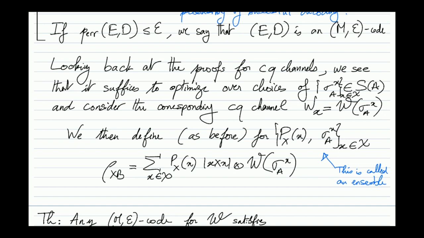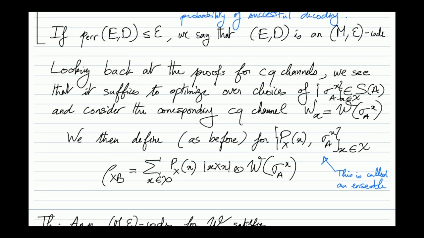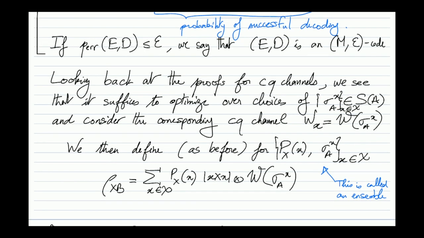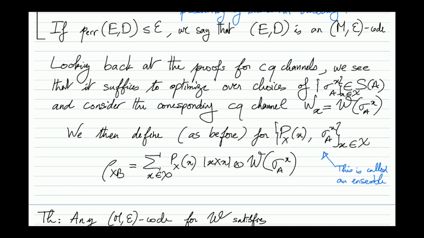If you look back at the proofs we did for CQ channels, you can basically readapt these same proofs. But instead of optimizing over the input distribution, over the classical inputs of the channel, now you also optimize over these quantum states, sigma AX. Now X is not really part of the channel. X is just a set of states that I choose. The set X is an arbitrary set, even of arbitrary size, and I will optimize over them.